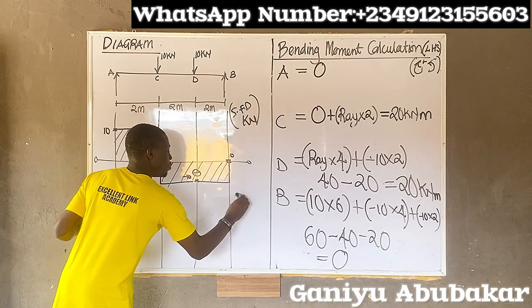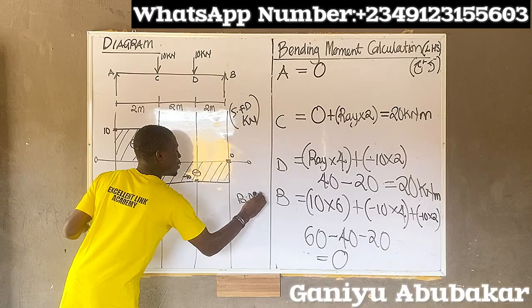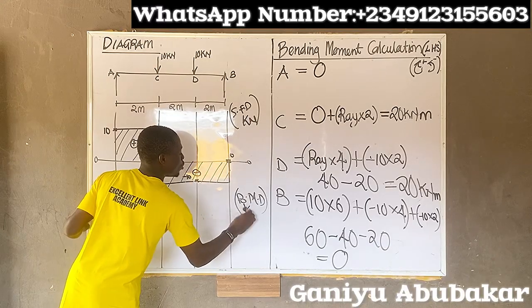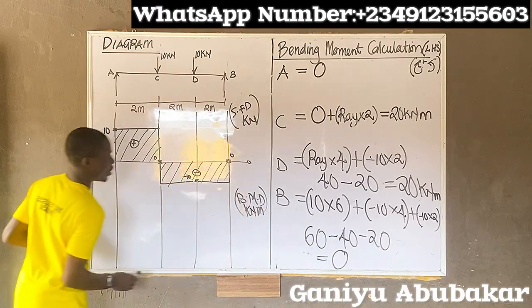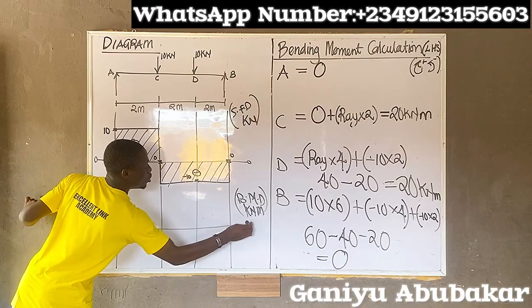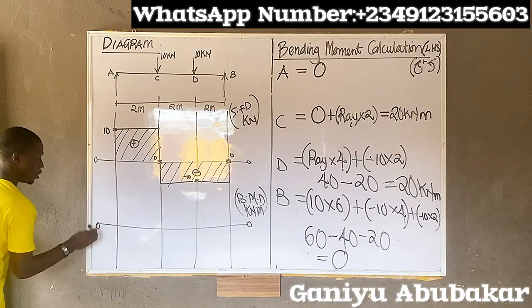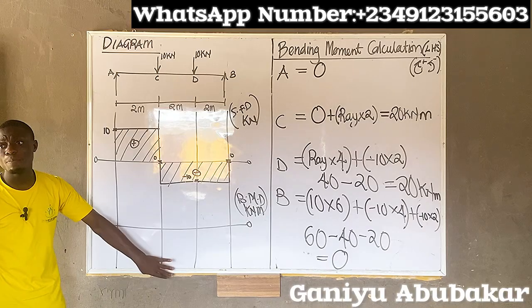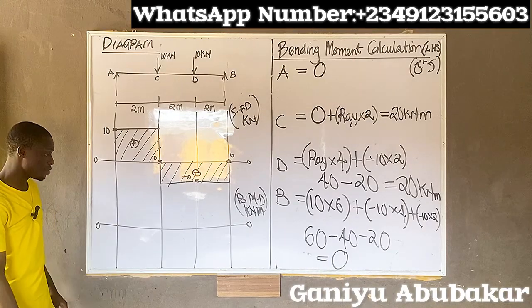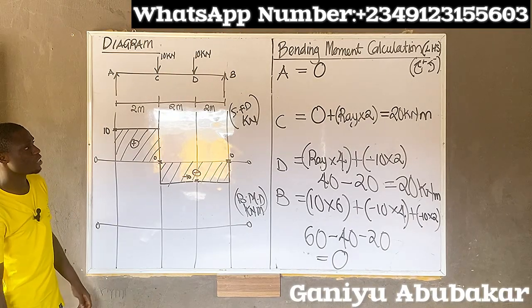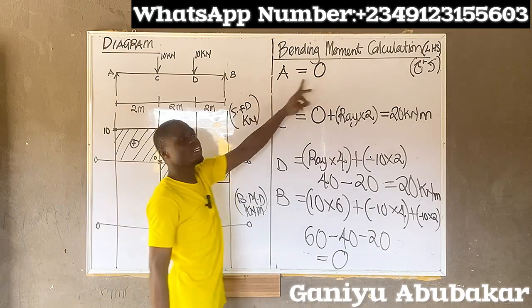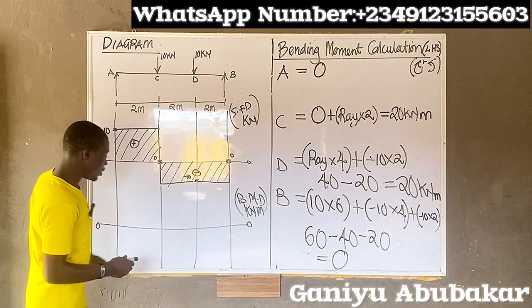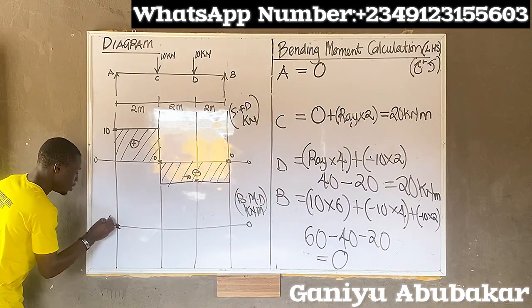Let's draw the bending moment diagram in kilonewton meter. I'll draw an origin here this way, zero, zero, knowing fully well that the upper part is positive and the down part is negative. What do we do first? At A, what is it? A is 0. So this is 0 at A.